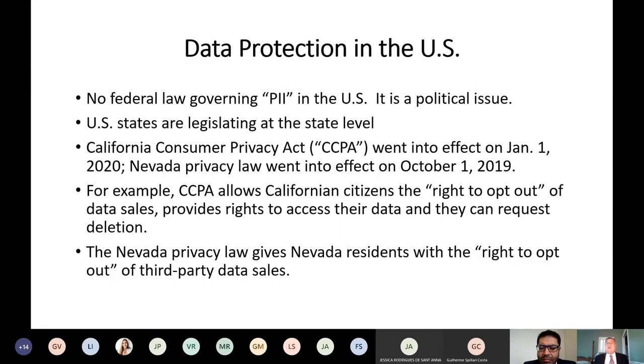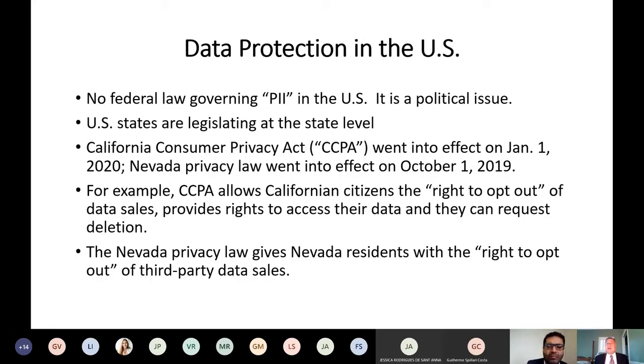Having said that, there are a number of states that have already begun legislating at the state level. So just to give you a couple of examples, we have the California Consumer Privacy Act, and there is the Nevada Privacy Law, which is really an addition to a previously existing law that governed online transactions. And it has provisions that are, quote unquote, GDPR-like, but they are different.